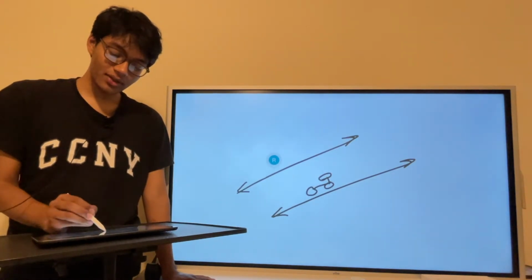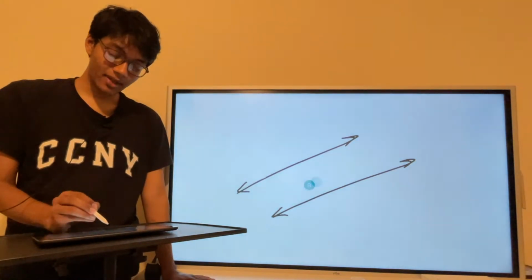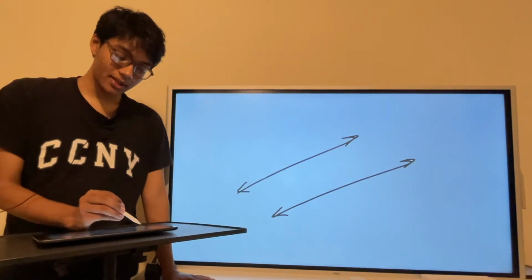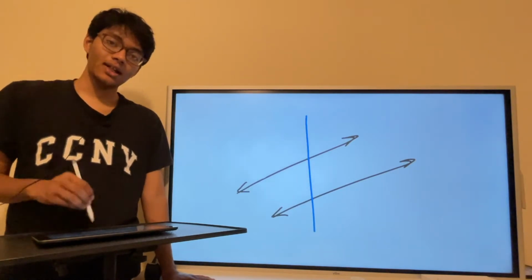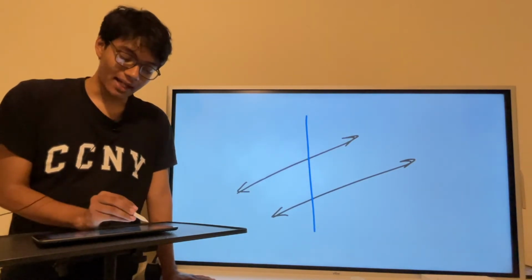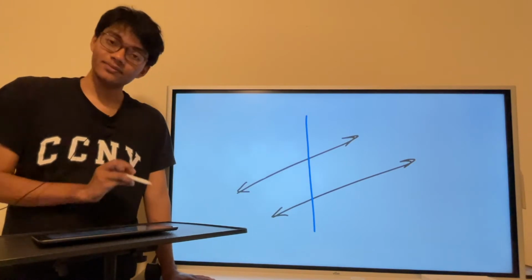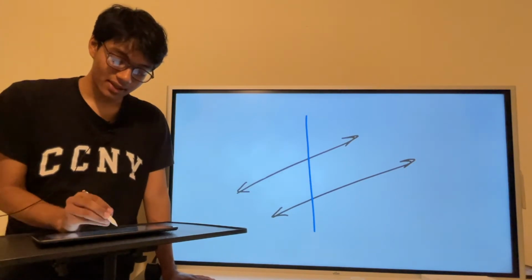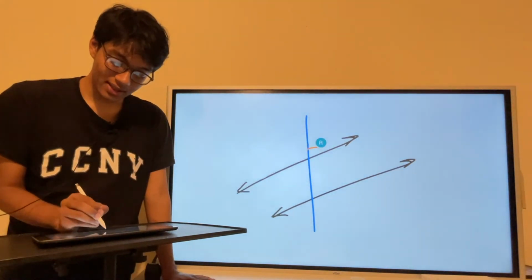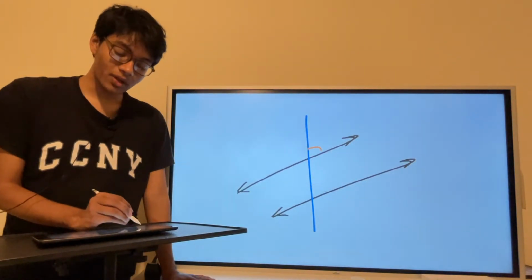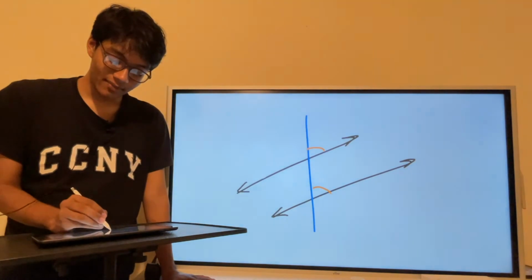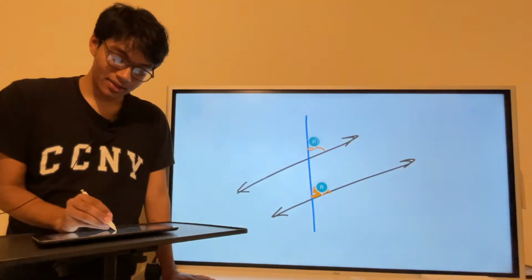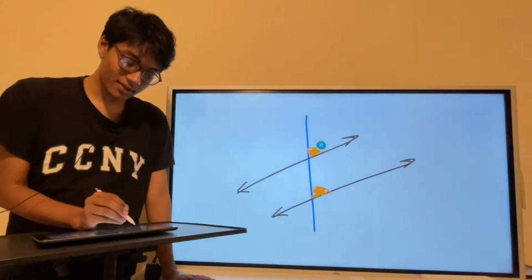Now what we're going to do is we're going to chop them up. I'm going to put a third line here, and I'm going to chop up my two parallel lines with this third line. Now look what happens. I've got a couple of angles created, and we're going to check these angles out. First pair of angles is this and this. These two angles are what you call corresponding angles. Okay, they're corresponding because they're congruent. So these two angles are corresponding and they're congruent.